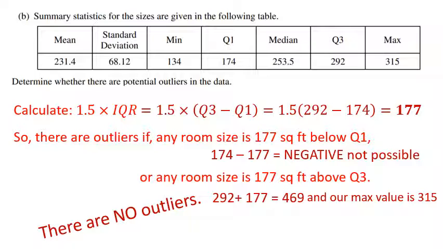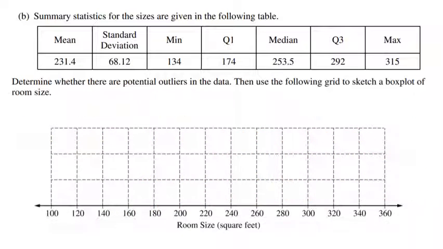Now, if we had looked at part C, here they're asking us, not part C, sorry, part B. They're asking us to create a grid or a box plot using this grid, using the room sizes. So since they're asking us to do a box plot without the actual data, we should have been suspicious. We should have kind of known that there were not going to be any outliers.